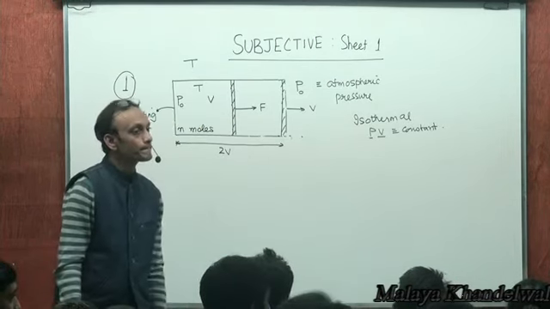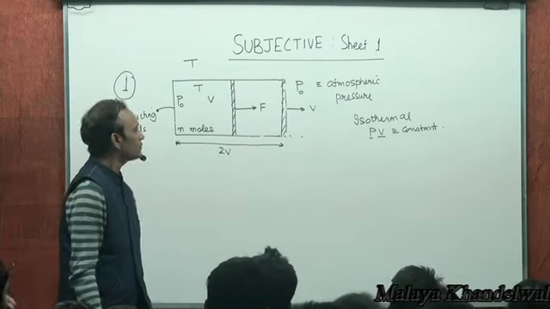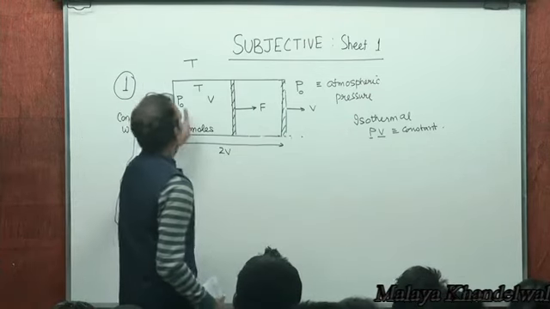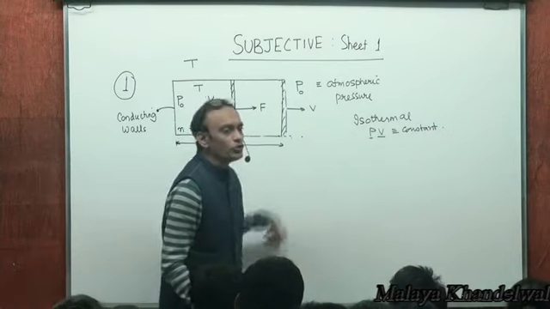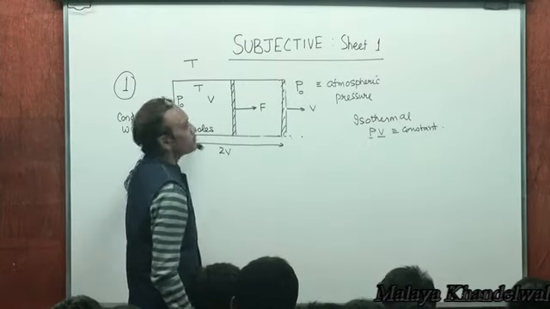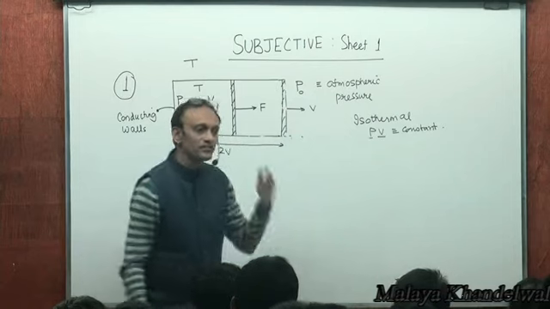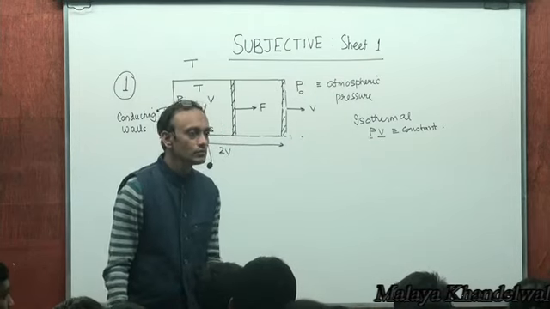Shashi? No? How can it be? Pressure will become P naught by 2. If PV is constant, and the volume doubles, the gas pressure will become half. Yes or no? Yes, sir. No.